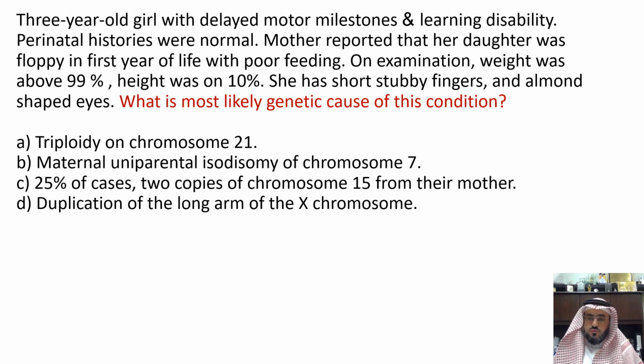Disomy means two, uniparental from one parent. In Prader-Willi syndrome, from the mother. In Angelman syndrome, the same thing happened. Chromosome 15, two copies, but comes from the father. So Prader-Willi from the mother, Angelman syndrome from the father.